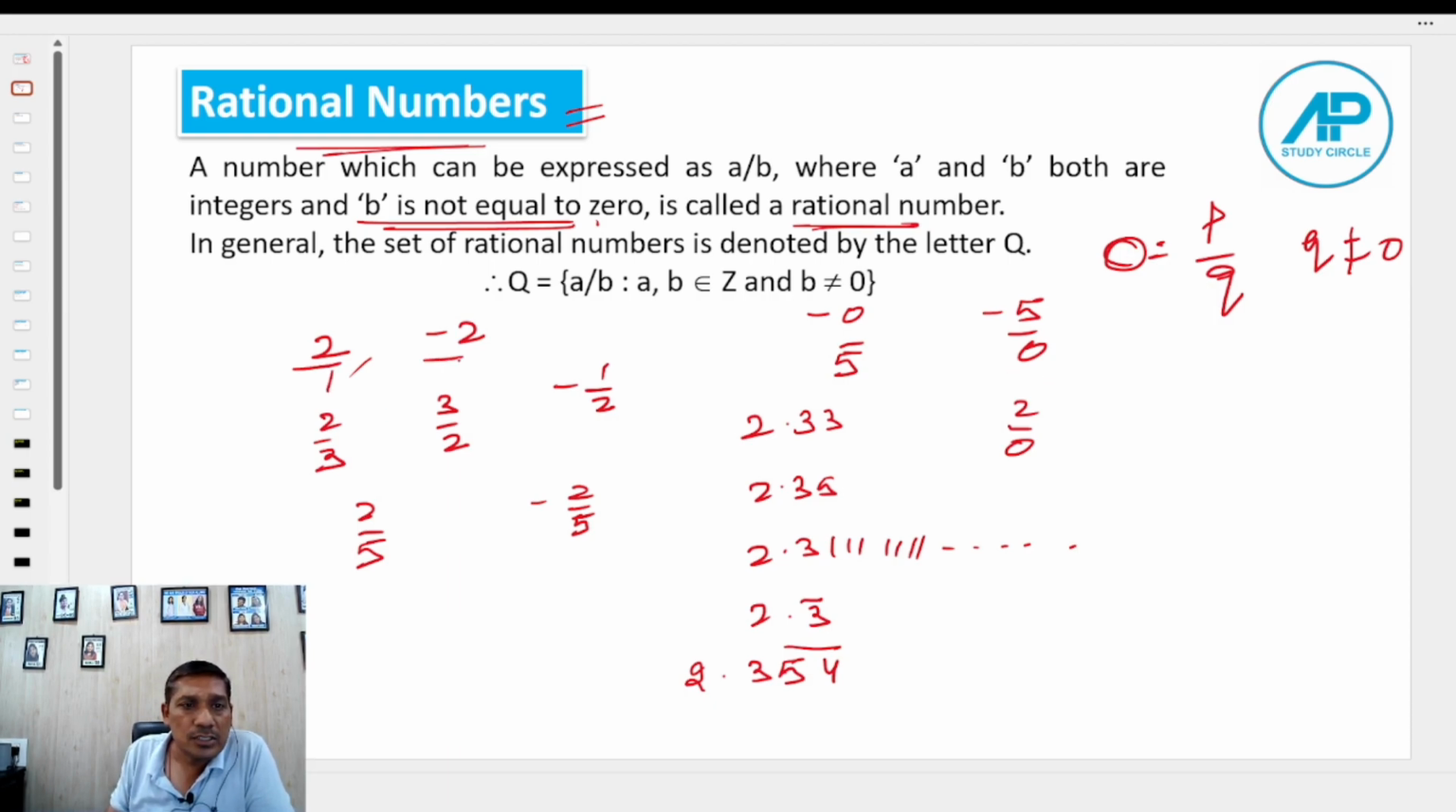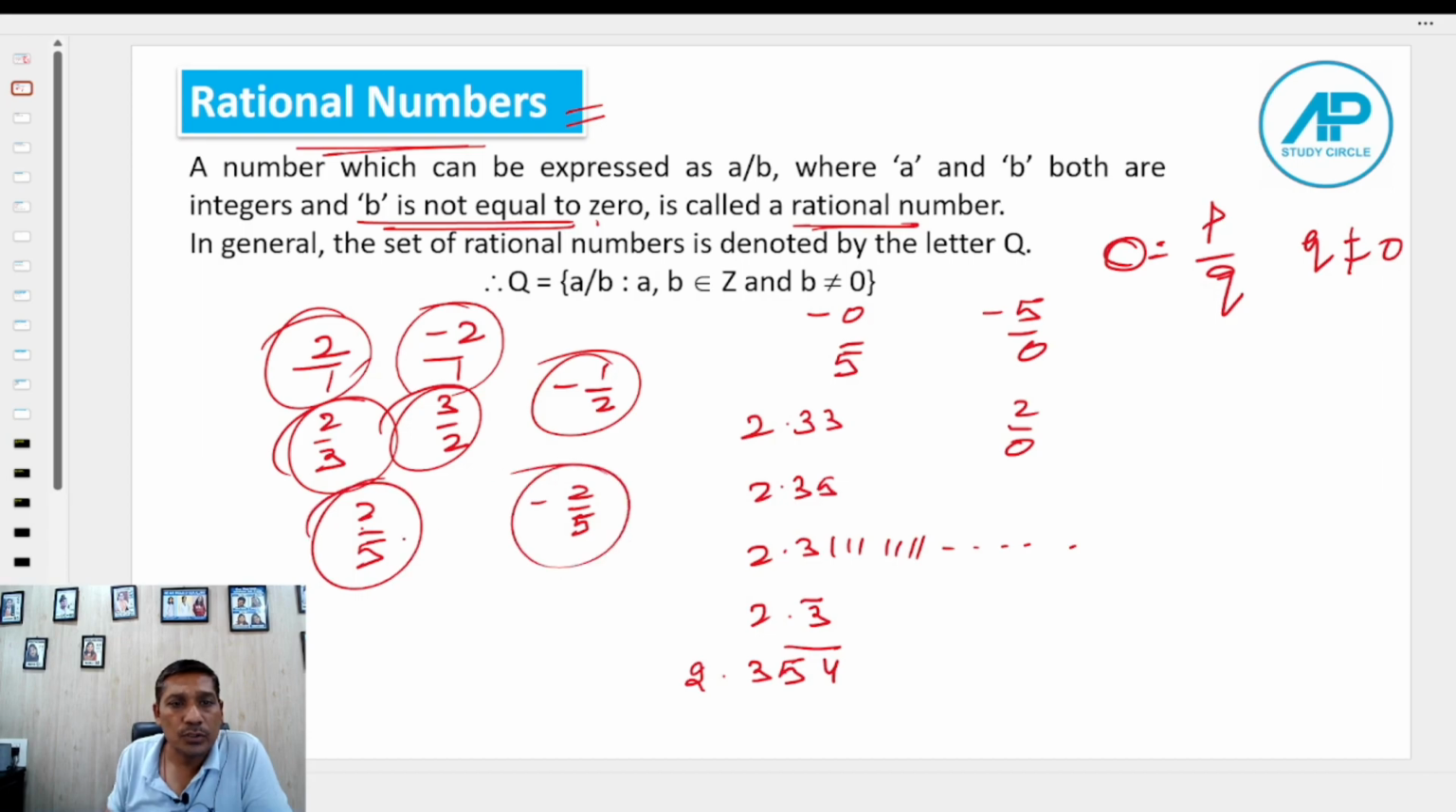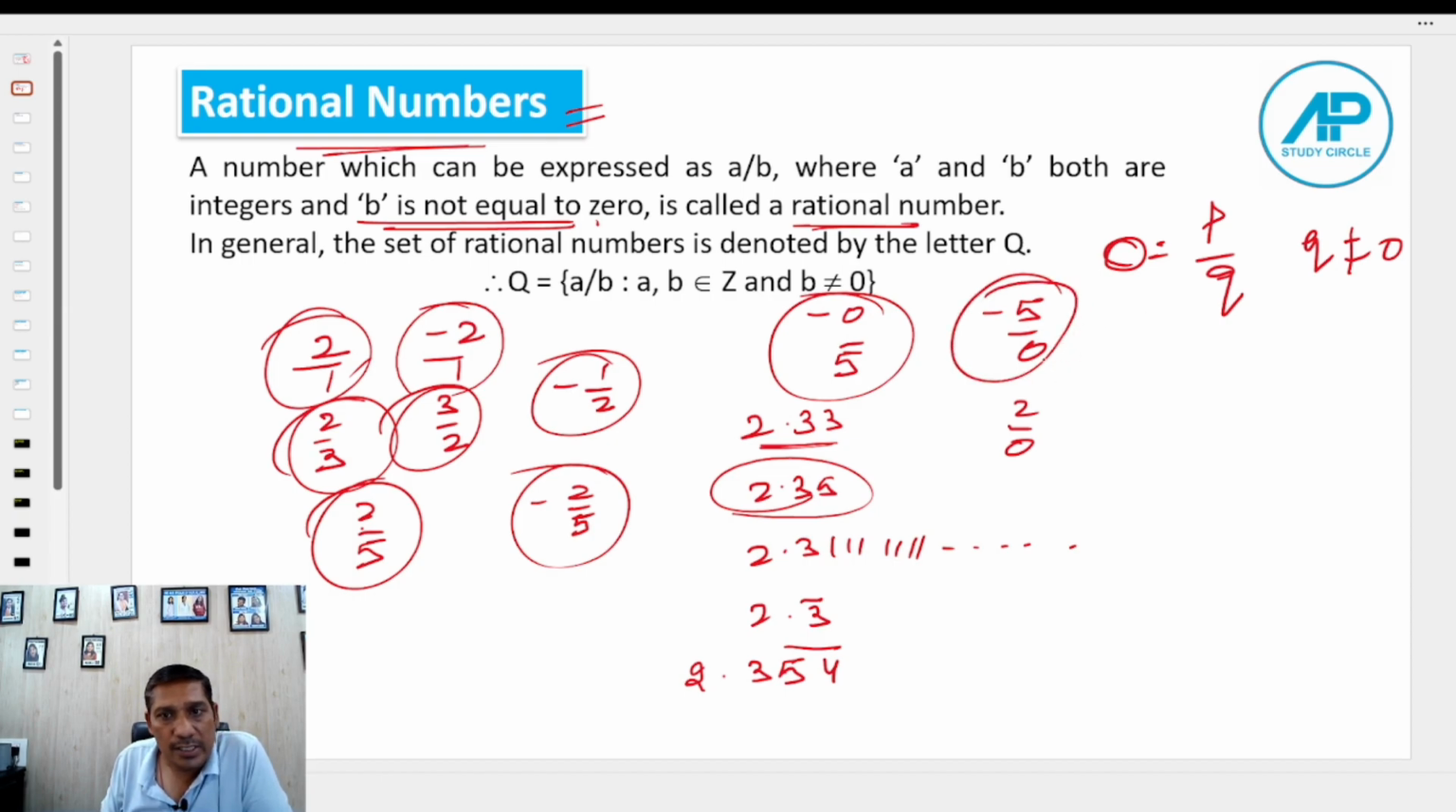So 2 is 2 upon 1, minus 2 upon 1, 2 upon 3, 2 upon 5, 3 upon 2, minus 1 upon 2, 2 upon 5. All these are fractions. All these are p upon q, p upon q, p upon q, and p upon q. 2.33 is 233 upon 100. 2.35 is 235 upon 100. And then you got 0 upon 5, also a rational number. 5 upon 0 is not a rational number because here q is equal to 0. And we know that we cannot have any such fraction where the denominator is 0. It is not a real number.